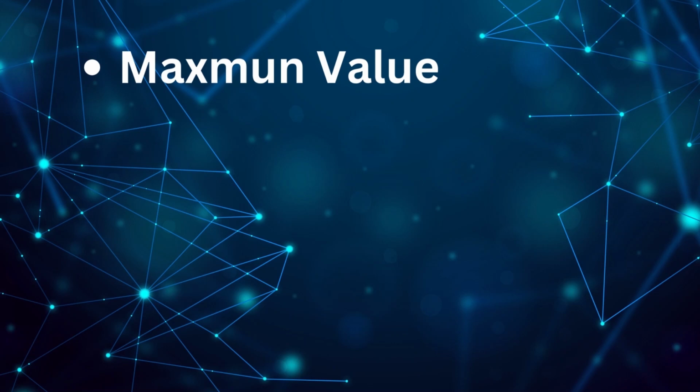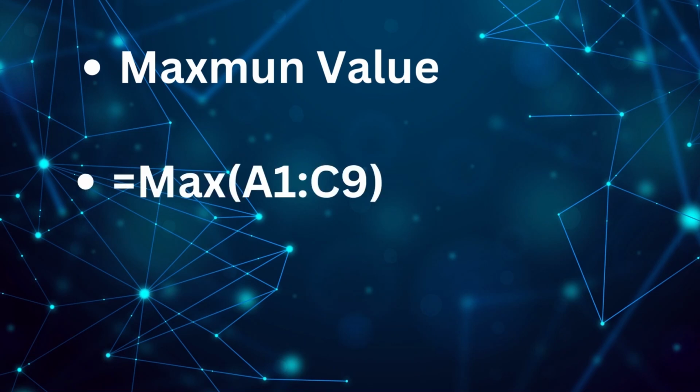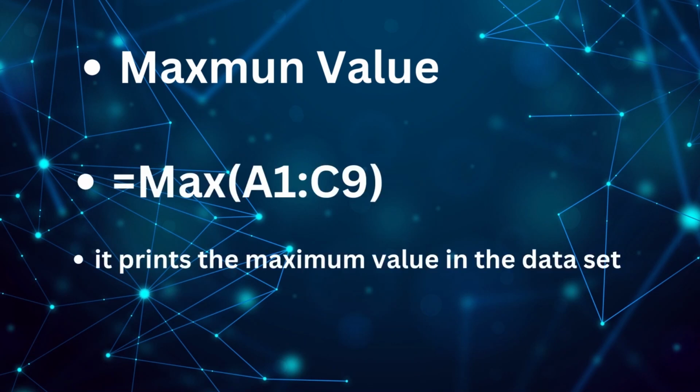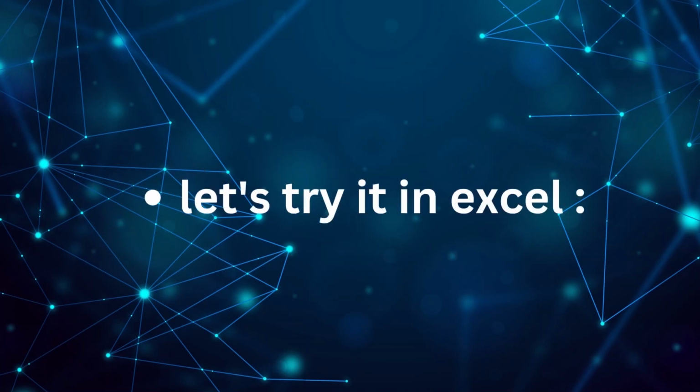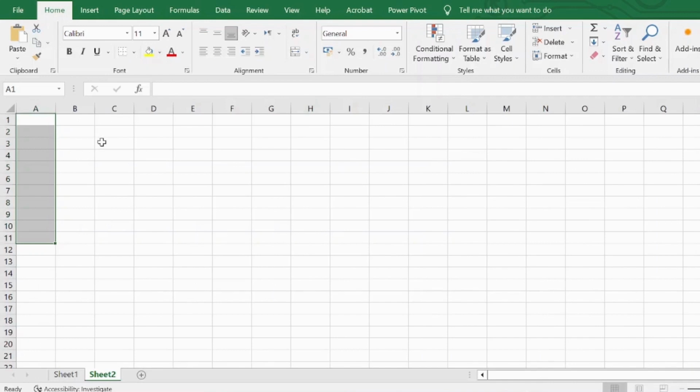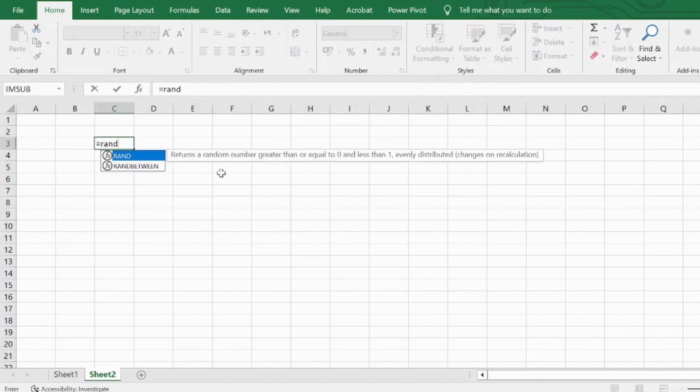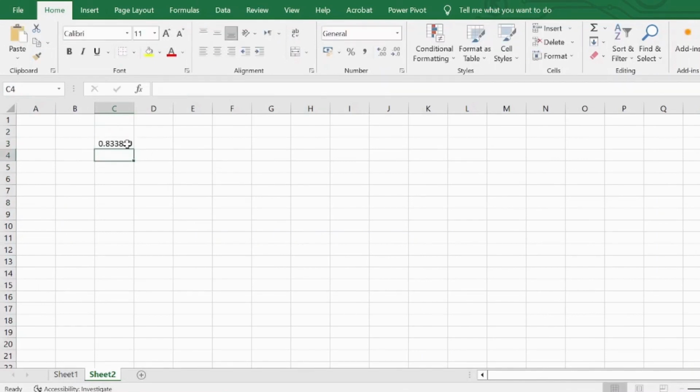Now let's talk about getting the maximum value in Excel. There is a function called max. It prints the maximum value in the data set. Let's try it in Excel. Let's create another random number by the rand function. Let's get another sample of data by it.